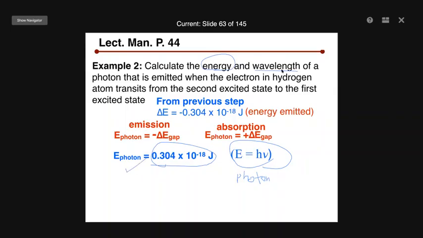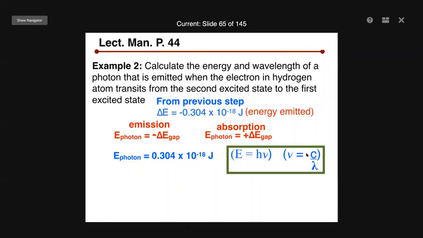The next thing is we need to find the wavelength. We don't know what that is, so how can we do that? We know that E equals h nu. We also know that nu equals c over lambda. So if you combine these two, let me annotate here.